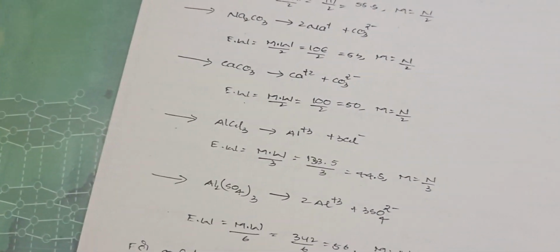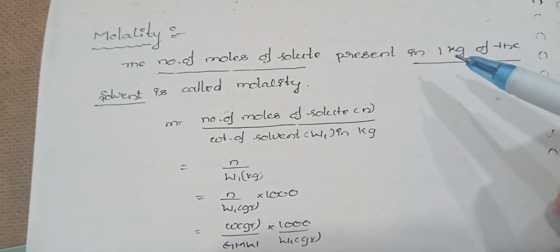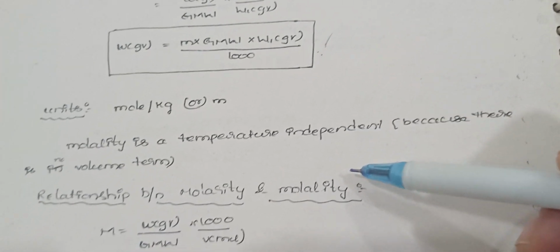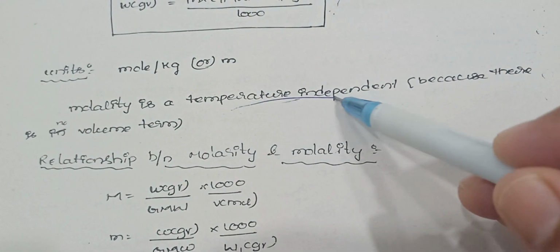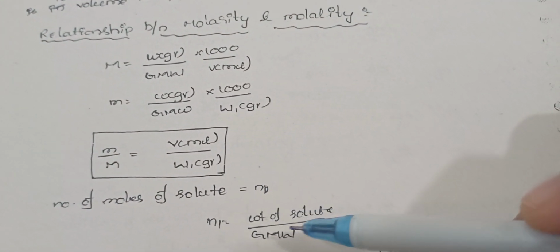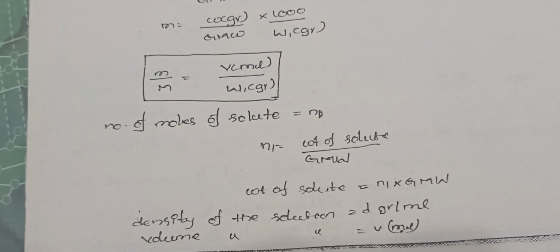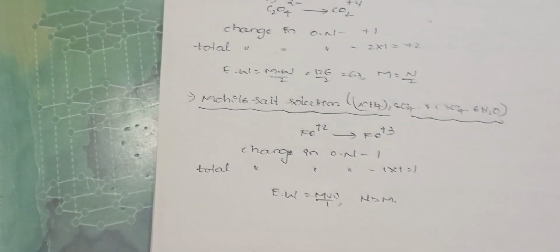Next comes molality. So this is also very, very important. Molality is a very, very important one. So as you know this formula, up to here you will be knowing. So here it is temperature independent. This was asked. Okay. Now here this formula you will be knowing. Okay. This is molality.